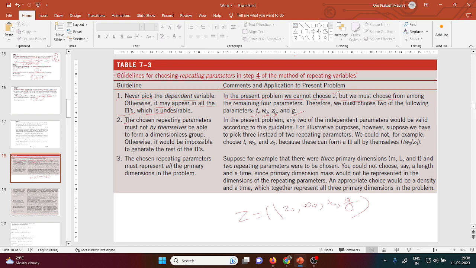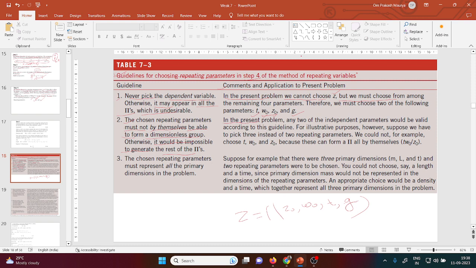To choose the repeating parameters, they must not by themselves be able to form a dimensionless group. Otherwise, it would be impossible to generate the rest of the pies. Yes, it is very, very important. This is what we can understand.